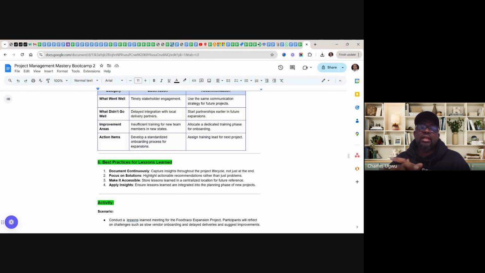2, focus on solutions. Highlight actionable recommendations rather than just problems. When you identify a problem, the key point is to improve on that particular area of weakness. Make it accessible. Lessons learned is a very vital document, and it has helped me a lot in so many projects. When I want to start a project, I look for similar projects, and you see a lot of areas where you would have fallen into a pit, and you see eye openers that make life easy. So make it accessible. Store lessons learned in a centralized location for future reference. It's a document that should be accessible, shouldn't be hidden.